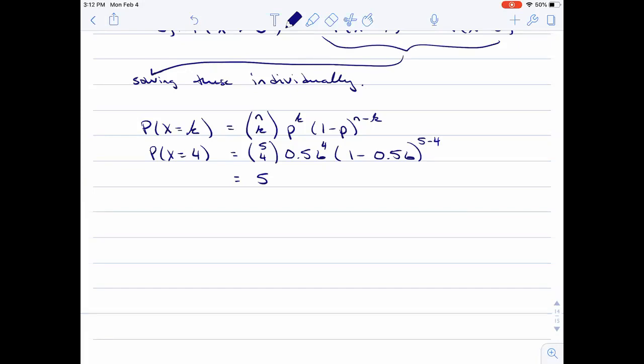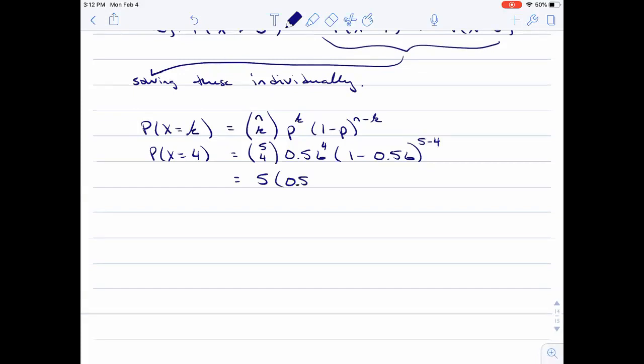If you think about it, it makes sense. If I have 5 trials, that means I have 5 layers in my tree diagram. And then I want exactly 4 successes, so only one of them can't be a success. So as you move down, there's only one branch for each layer that satisfies that. Anyways, it's 5. And then I'll keep the 0.56 to the power of 4 there, while I simplify 1 minus 0.56 is 0.44 to the power of 5 minus 4, which is just 1.